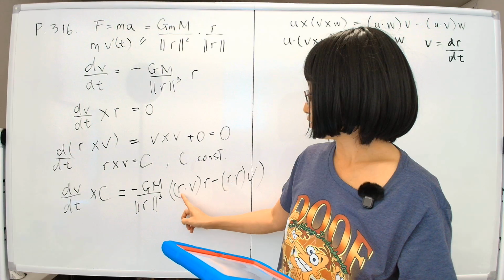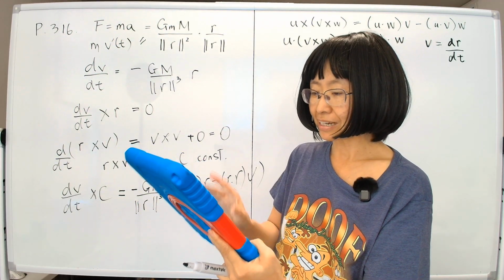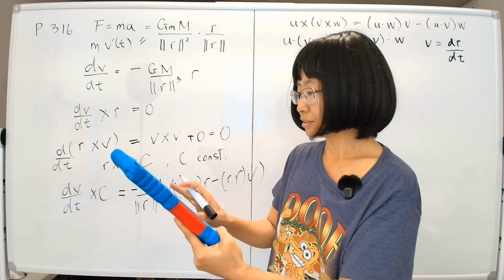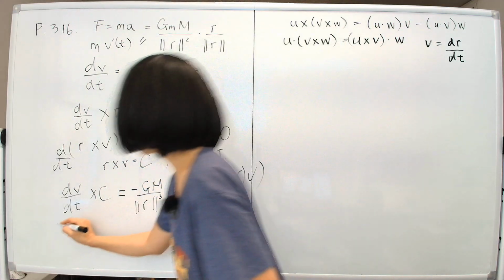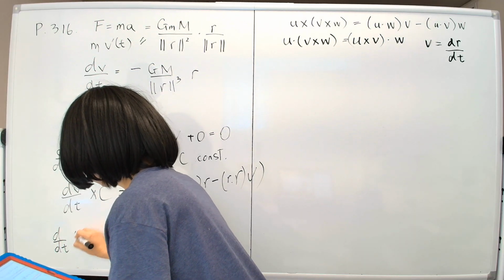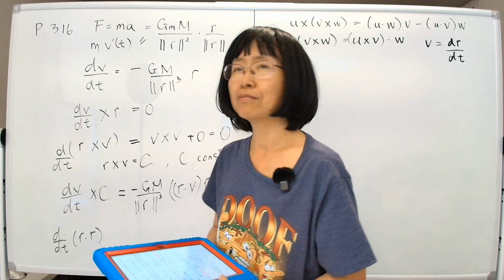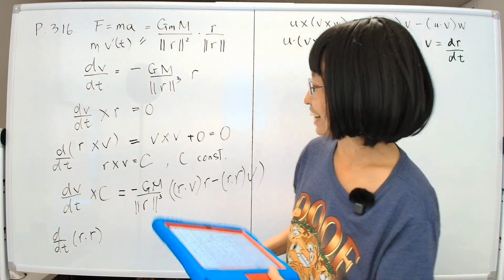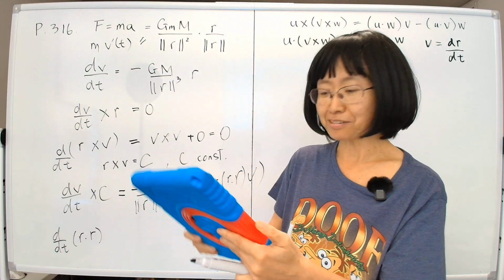Now next we are going to figure out what R dot V is. To calculate this, we differentiate. We're going to do some differentiation. What we're going to do is take the derivative of R dot R, so we're going to calculate d by dt of R dot R and see what happens. By now you might be wondering, what are we doing again? We are calculating the orbit of a planet around the sun.